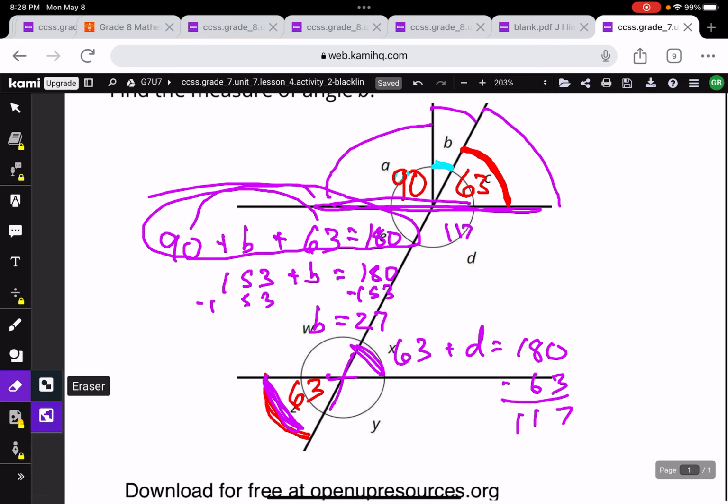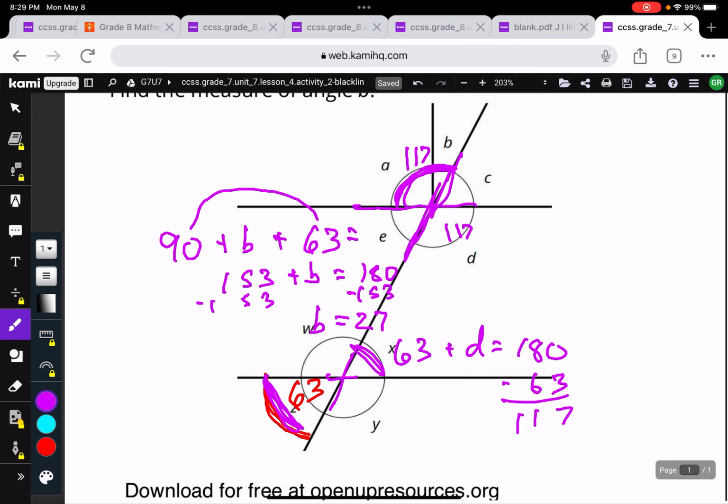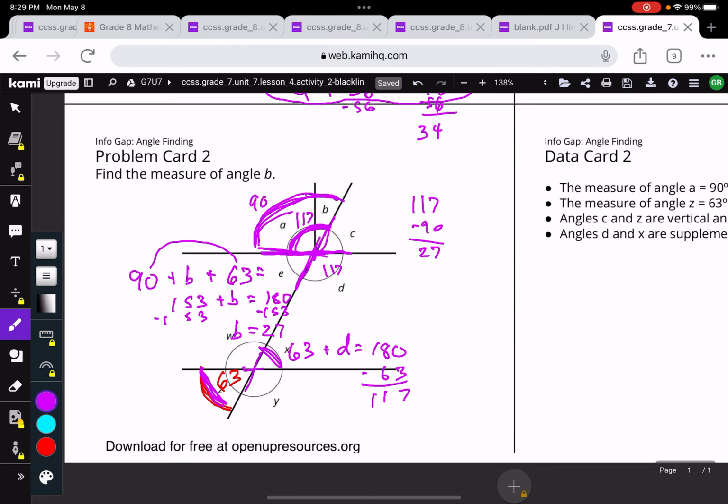And I hate to erase all this, but if I notice, if this is 117, then from here to here is also 117, because that would be a vertical angle. And that means this 90-degree angle, if I got rid of it, all of that is 117. 117 minus that 90, well, guess what? We still get 27. So there's lots of ways to solve that, actually.